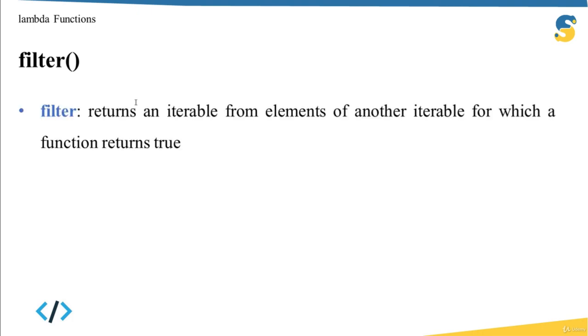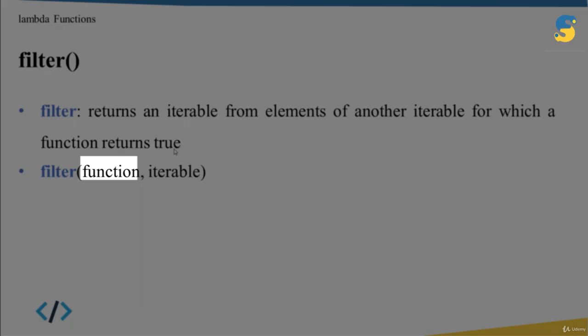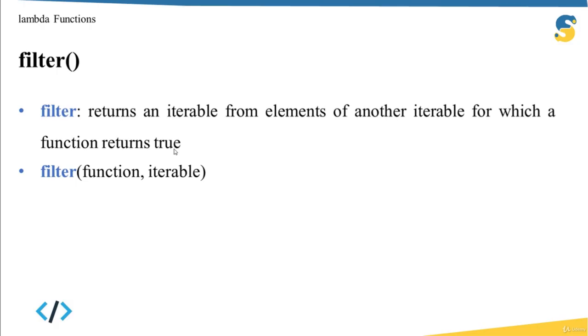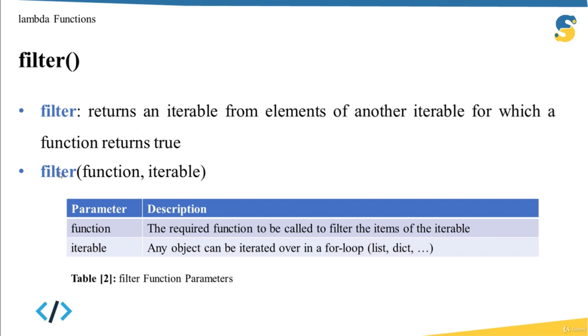The second function that I want to talk about is the filter function. Filter is a function that returns an iterable from elements of another iterable for which a function returns true. So you have to know that the function that is going to be passed into filter is a function that returns either true or false. Now, for the items of the iterable that give me true, those items will appear in the output of the filter function.